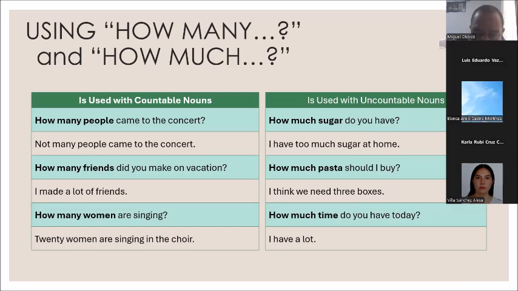How much is used with uncountable nouns? How much sugar do you have? I have too much sugar at home. How much pasta should I buy? I think we need 3 boxes. How much time do you have today? I have a lot.